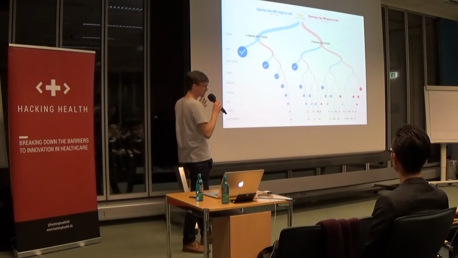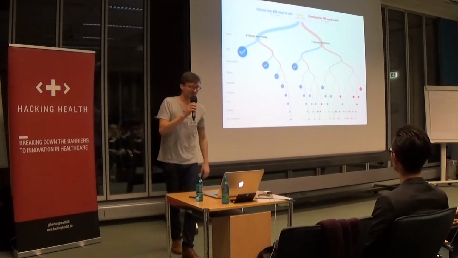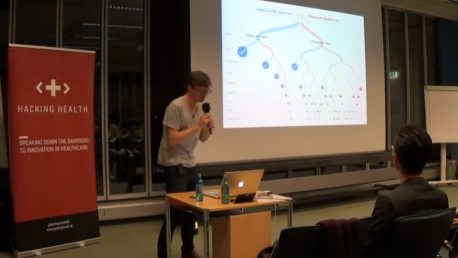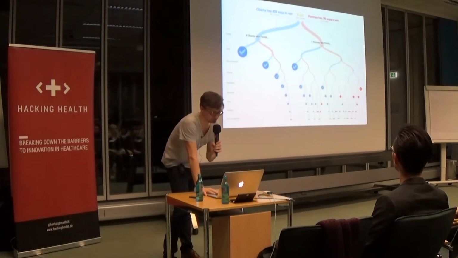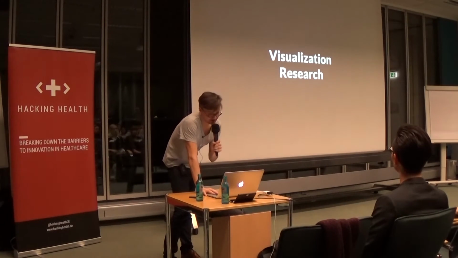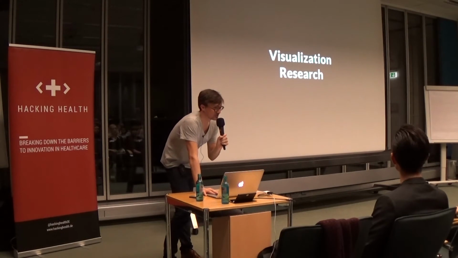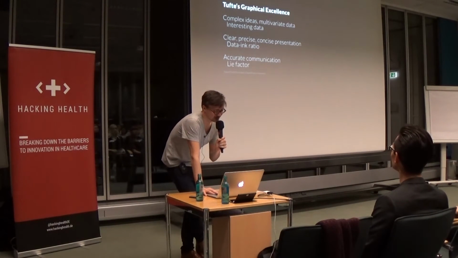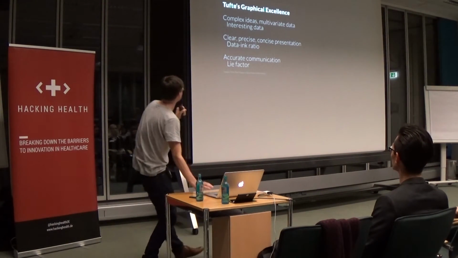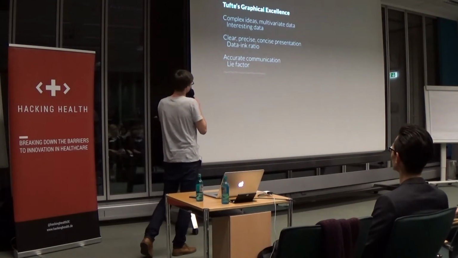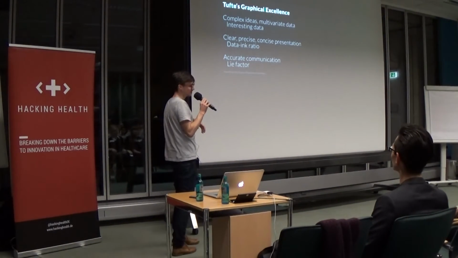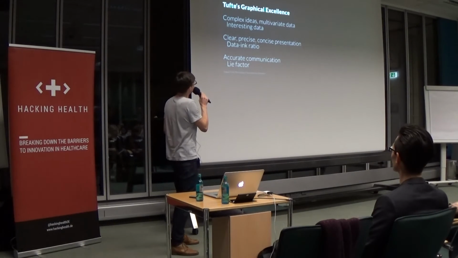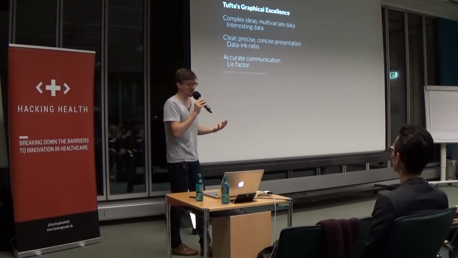So this kind of data is much more complex than the 2 numbers we had, but still we can categorize this and order it into these different sections. And this is what visualization research is really all about, or this is a part. And now I would like to tell you something about what works well and what doesn't work well. So we've got Tufte, and he talks about graphical excellence, and he has 3 main points. One thing you need for good data visualizations is interesting data, so complex ideas and multivariate data.